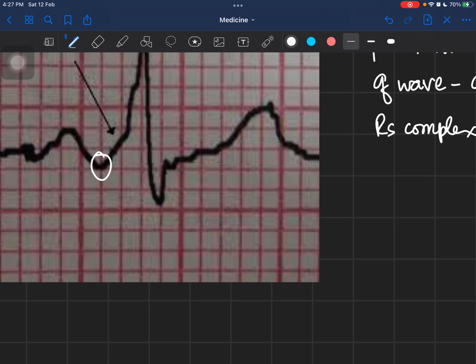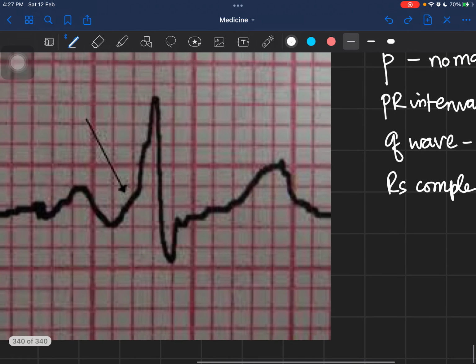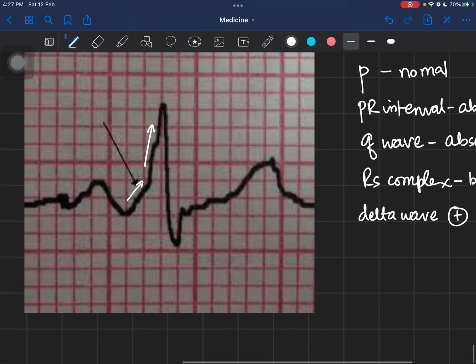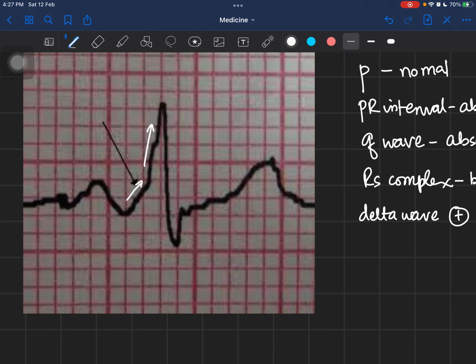Another thing, can you see here? I told you there's no Q wave here, but even if there was no Q wave, we would have expected the R wave to be something like this. But there is a sloping inclination at the beginning of the R wave. This sloping inclination at the beginning of the R wave is known as the delta wave. The delta wave is characteristically present in Wolff-Parkinson-White syndrome.